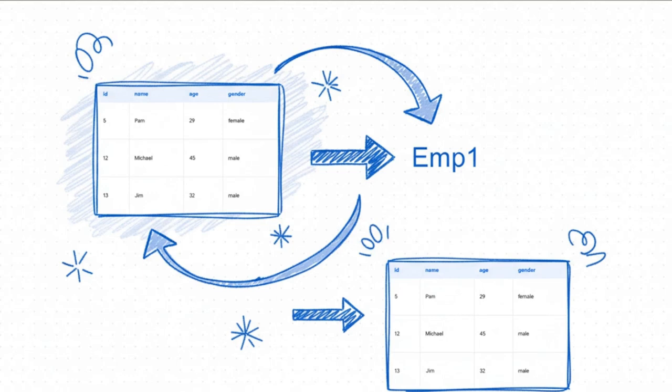And you know what? It's ridiculously simple. With just one command, select star into emp1 from employee, boom, we've created a perfect twin. Every row, every column, it's an exact replica. emp1 is now a brand new, totally independent table, ready for all of our experiments.